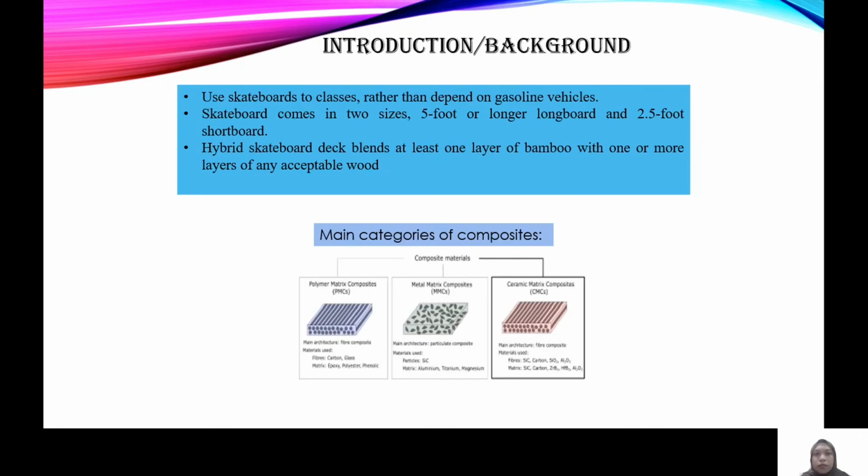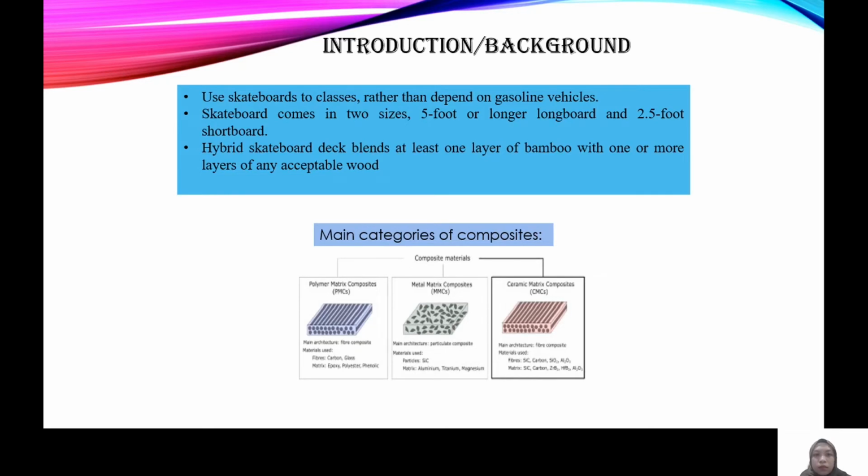Next slide is introduction and background. Bus, motorcycles and cars are the main transportations in UiTM Shah Alam campus for students to commute from one place to another. To make Shah Alam a green campus, in-campus students must walk, ride bicycles or use skateboards to classes rather than depend on gasoline vehicles. This will reduce carbon footprint significantly.